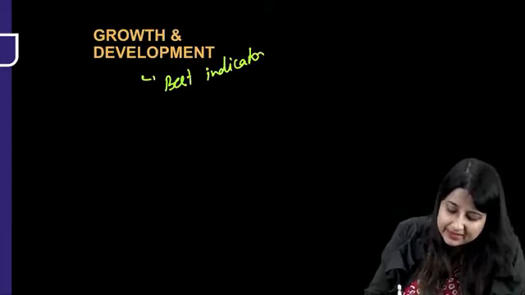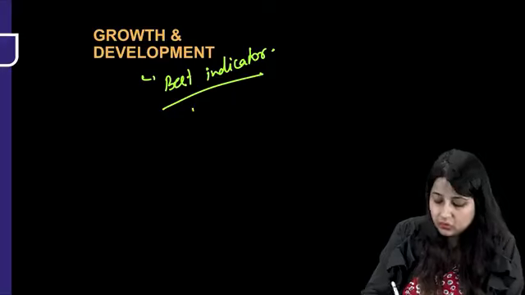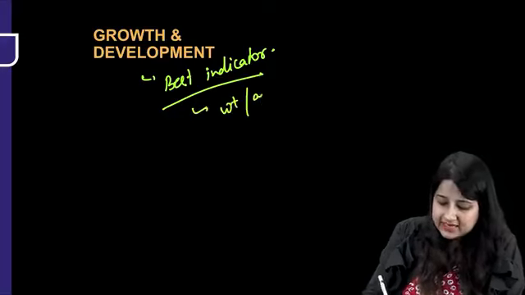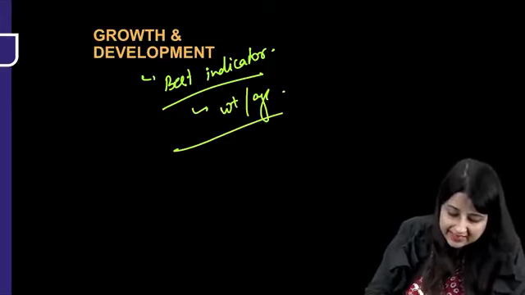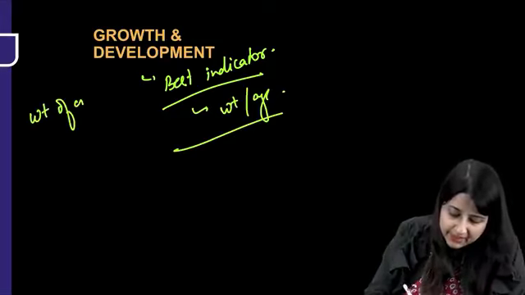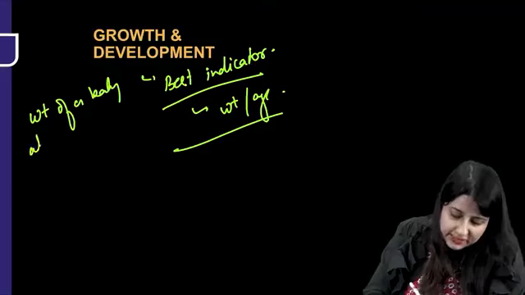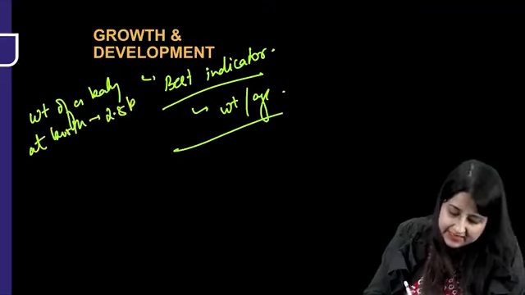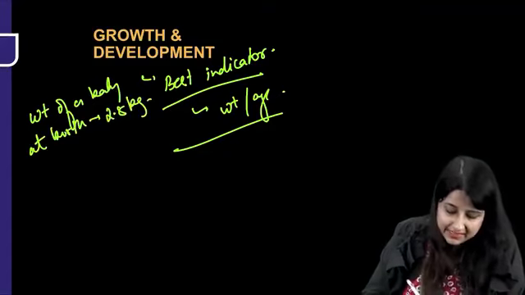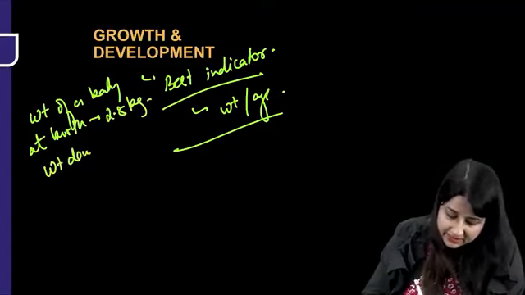Now for growth and development, which is the best indicator which is going to reflect the growth? We are always taking weight for age. Now remember one thing, like I told you, weight of a baby at birth, guys, in India the average is 2.8 kg. When does the baby weight double? This is again an MCQ.